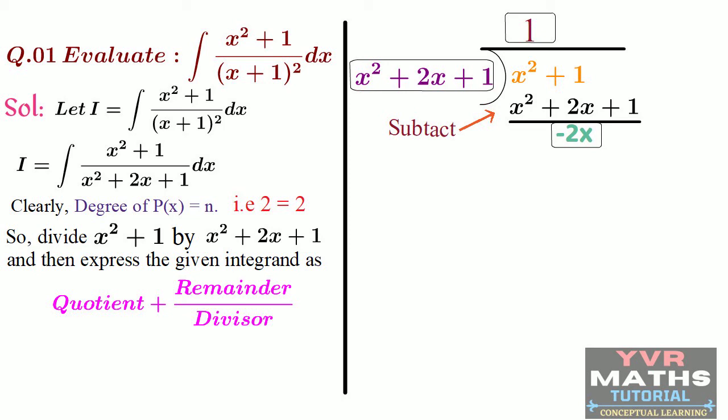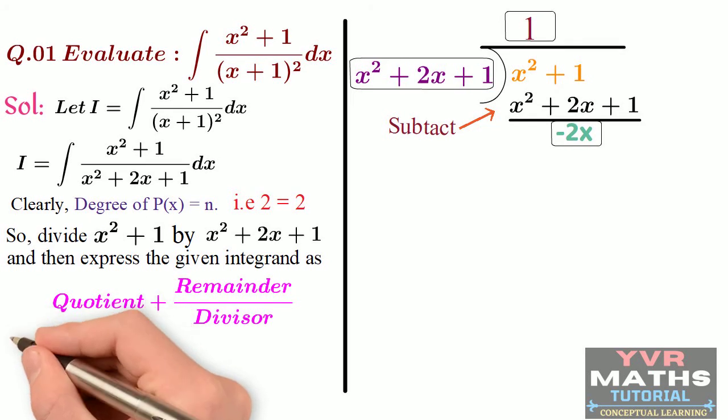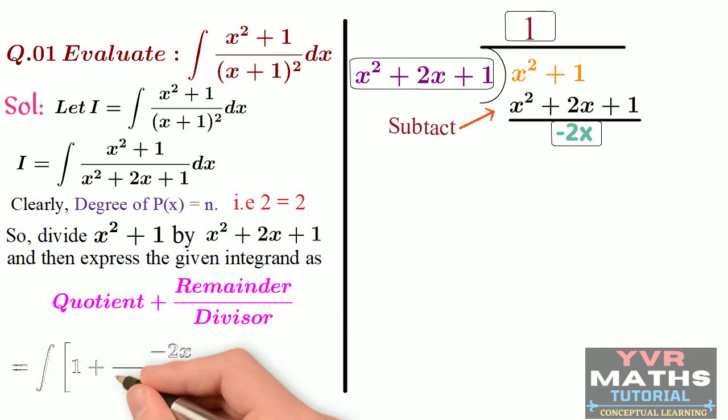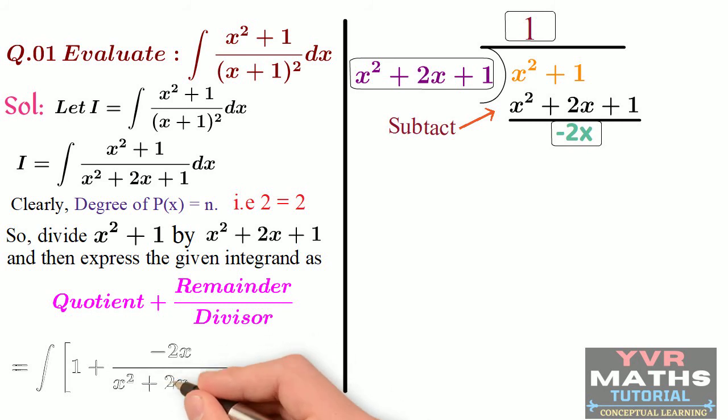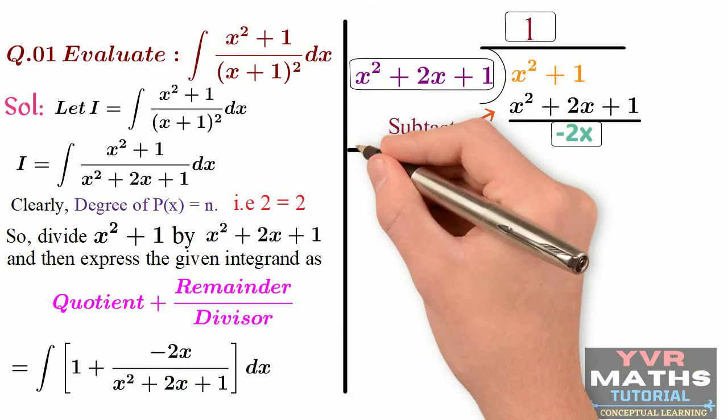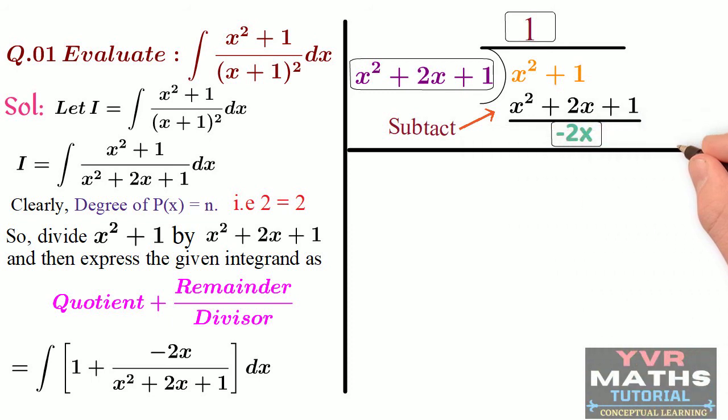So if you follow this concept, then the given integrand can be written as integral. What is the quotient here? 1. Plus what is the remainder? Minus 2x. By what is the divisor? x square plus 2x plus 1 dx. Okay, observe students carefully. By using long division concept and by using the given algorithm concept, I wrote this step.